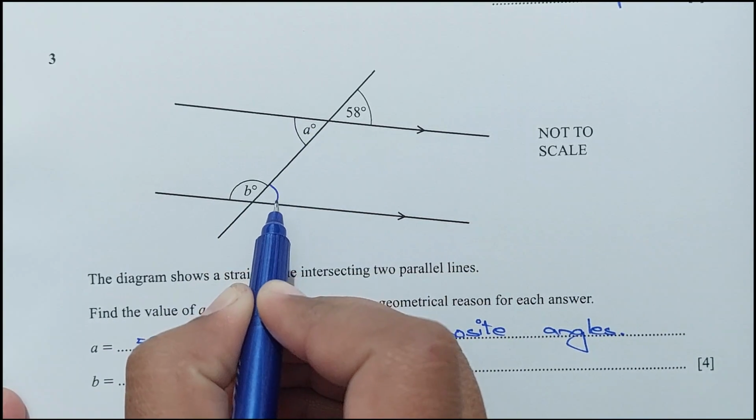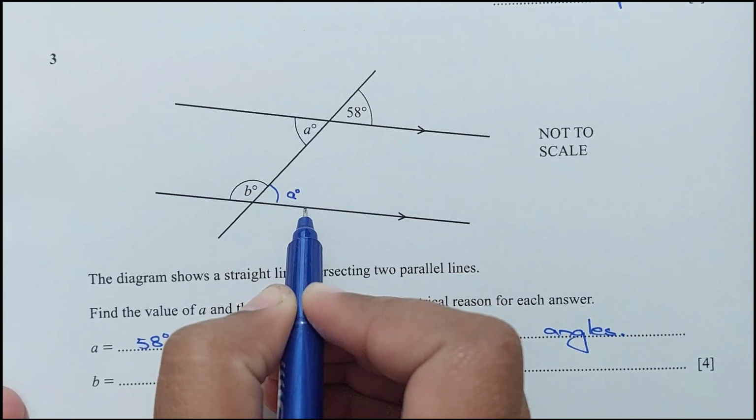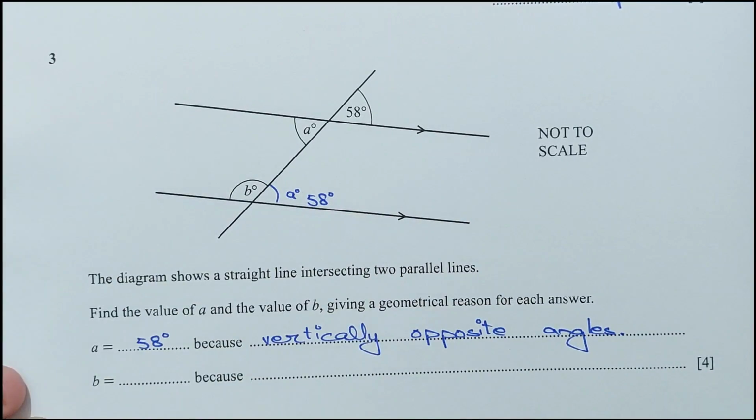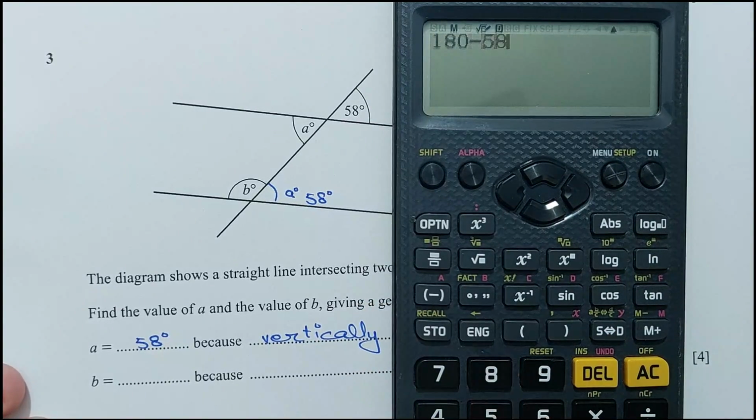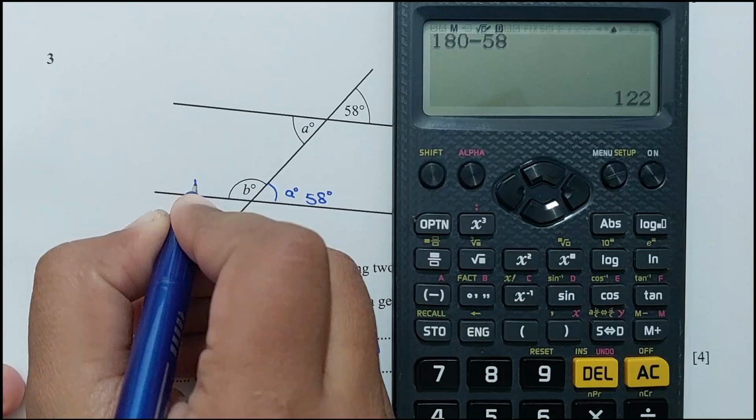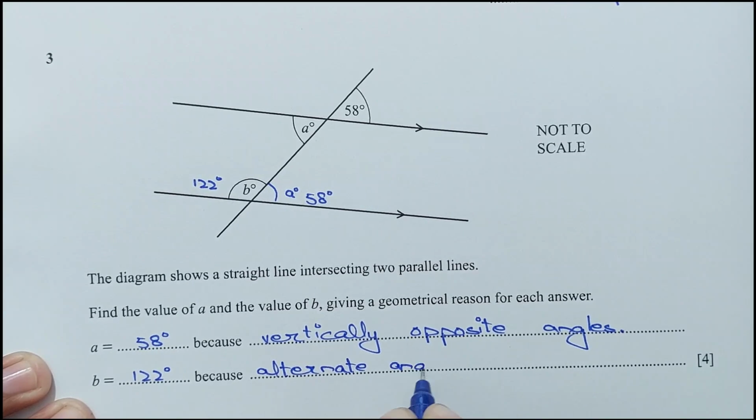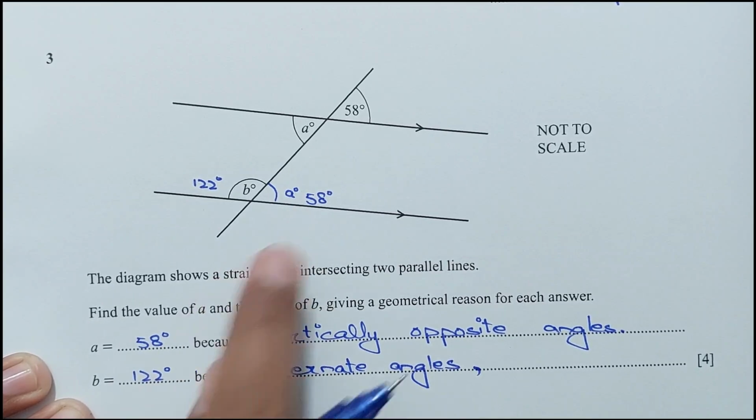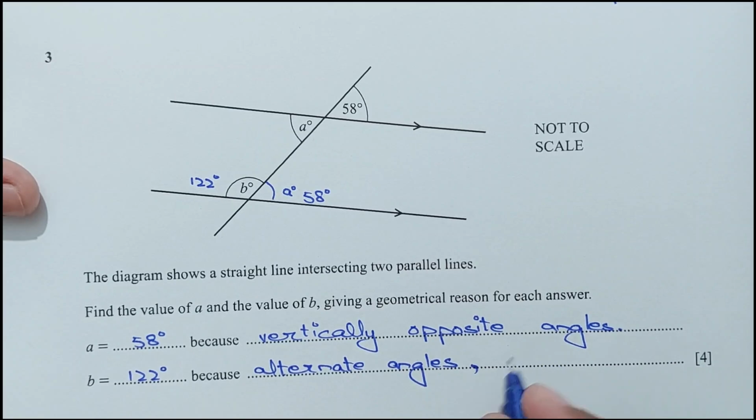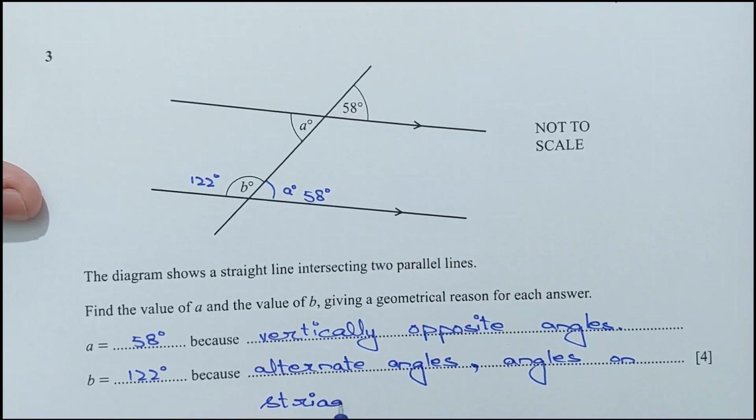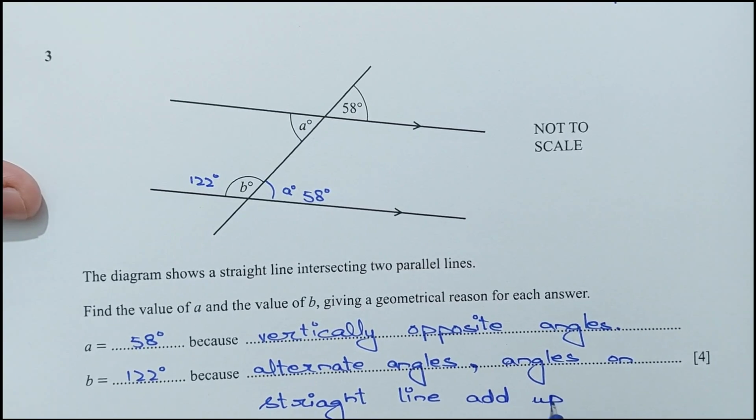Now for B, if I consider this is also angle A, because these are two alternate angles, right? And to solve for B, this is 58 degrees and this is a straight line. 180 take away 58, so B is 122 degrees. So the reasons: first, alternate angles, for angle A. And then angles on a straight line add up to 180 degrees.